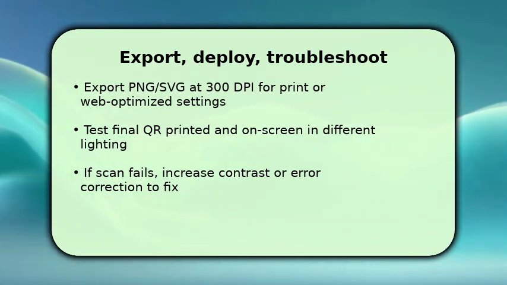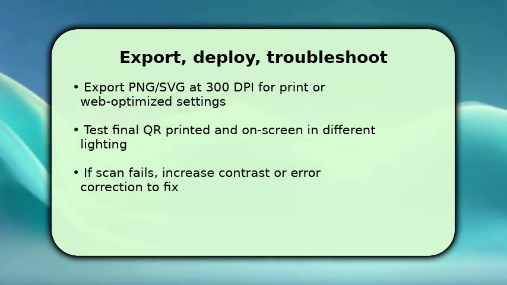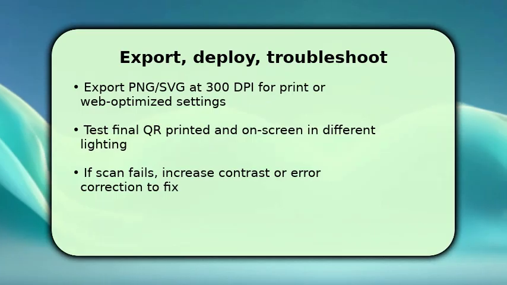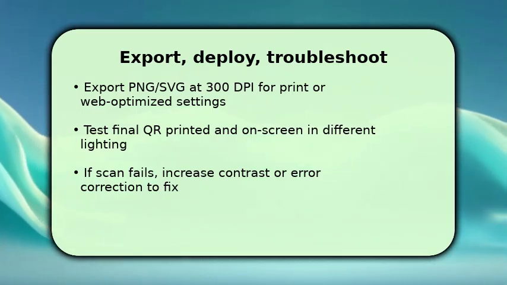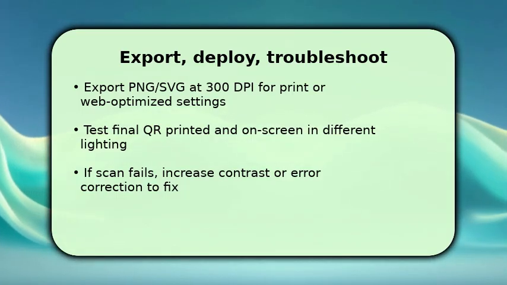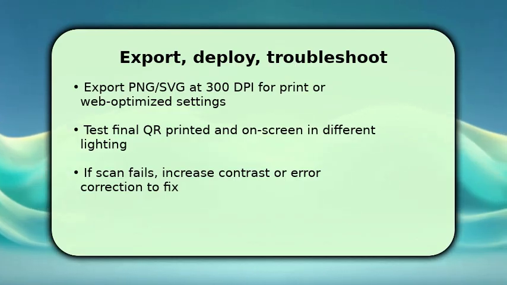If you need to change the destination, update the dynamic target in the generator and retest. Troubleshooting tip: if scans fail, increase error correction or boost contrast against the background to resolve most issues quickly.